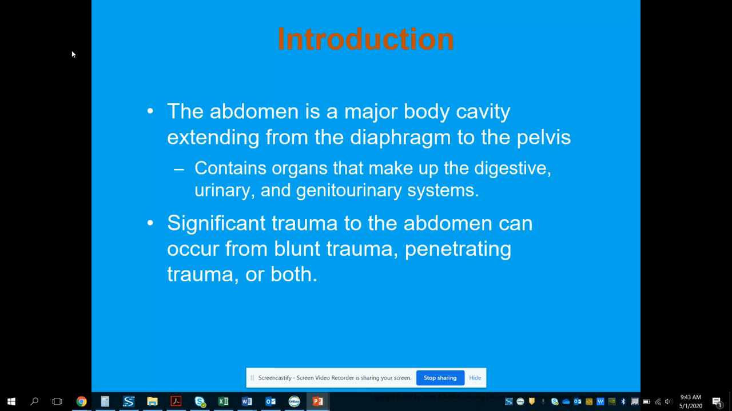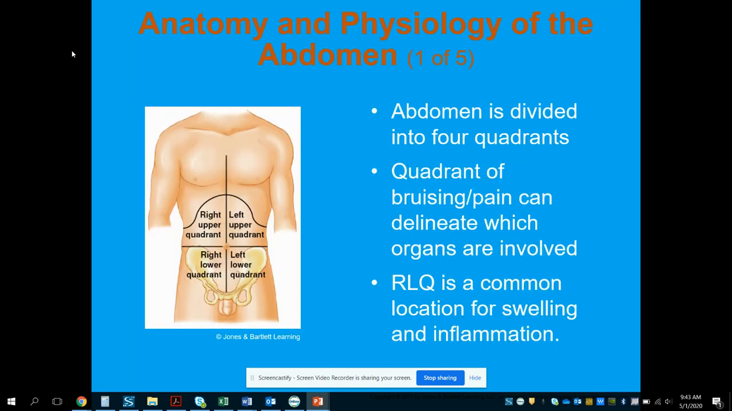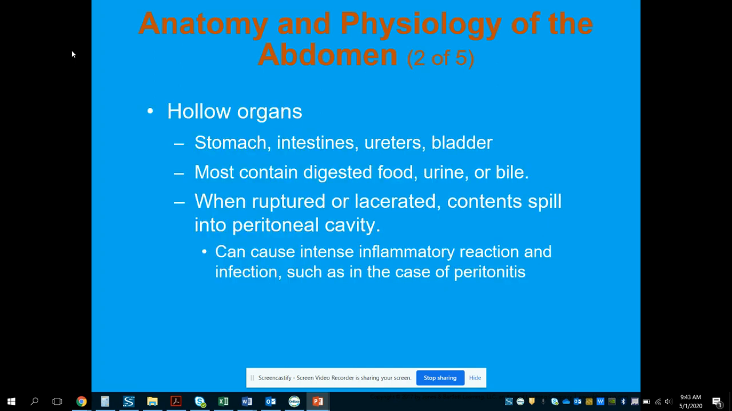So injuries could be coming from blunt trauma, penetrating trauma, or potentially both. So we're going to talk about some internal injuries as well as external. So just anatomy and physiology really quickly. We know the abdomen should be divided into 4 quadrants. So right upper, right lower, and left lower. And so we're looking to see where is their pain coming from, do we see any distension, bruising to those areas, and thinking about what organs could potentially have been injured.